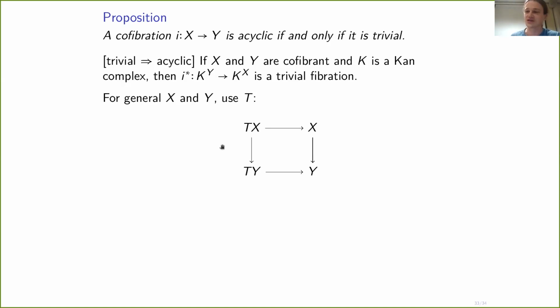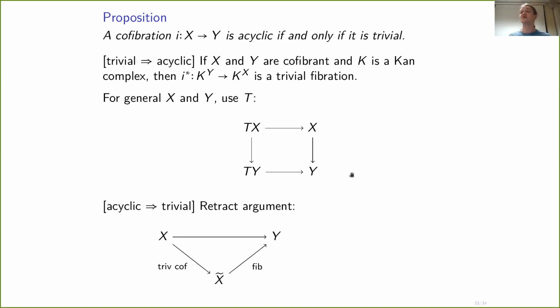But T allows you to reduce the general case to the cofibrant case, and then you can apply the classical retract argument. So if you have an acyclic cofibration, you factor it into a trivial one and a fibration, and then because you already know that this fibration, which is acyclic by 2 out of 3, is also trivial, you can lift and show that your original cofibration is a retract of this trivial one, and therefore is trivial itself.